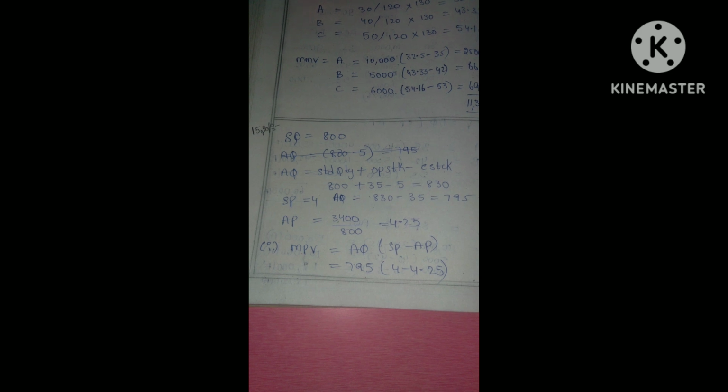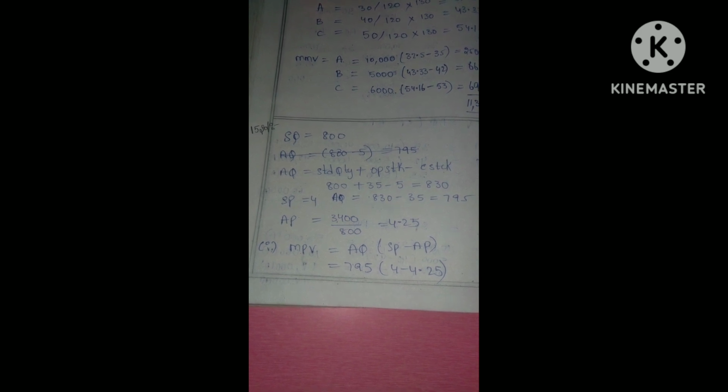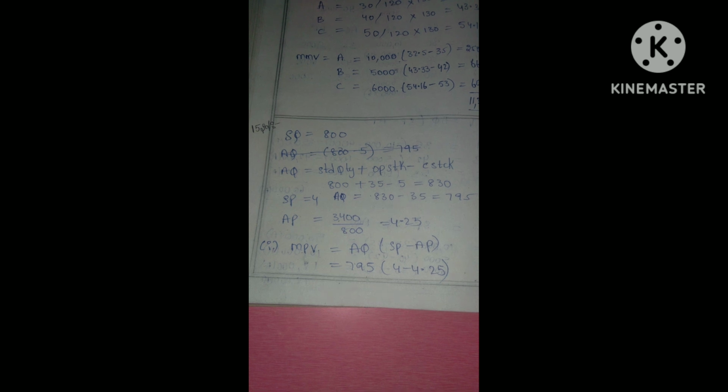So standard price is 4. We have to find out the actual price. He has given value of material used is 3400 and standard quantity is 800. So just divide 3400 by 800, and we will get 4.25, that is the actual price. So now we have to find out material price variance, material usage variance and material cost variance.